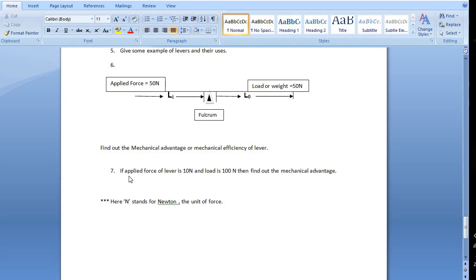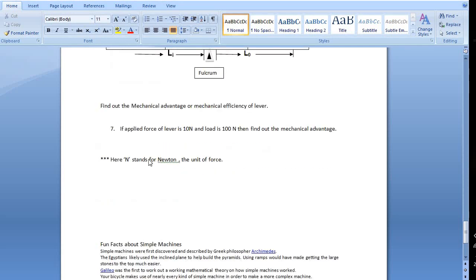And number 7: the applied force of a lever is 10 Newton and the load is 100 Newton, so what will be the mechanical advantage? Very simple, you just give the formula, put in the values, and you will get the answer. And here N stands for Newton. The Newton is the unit of force, named after Isaac Newton, who discovered this force, and the unit was given his name.